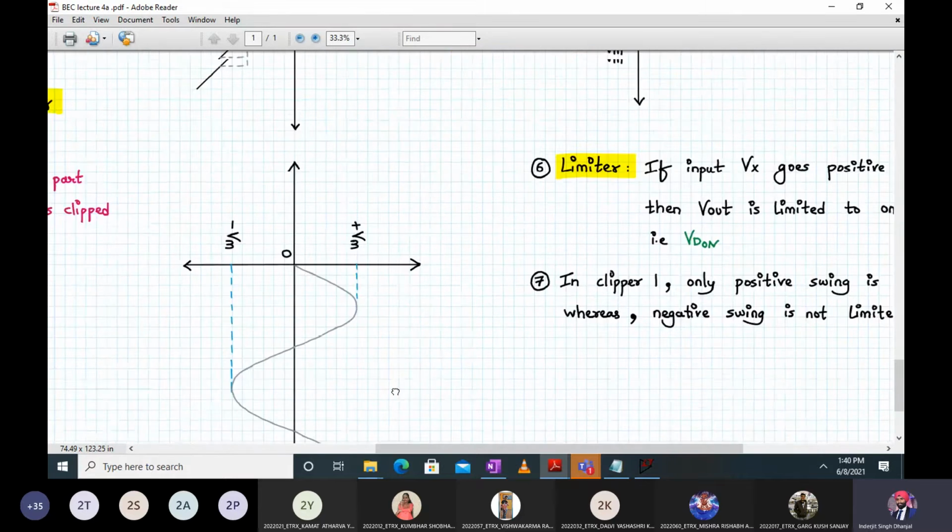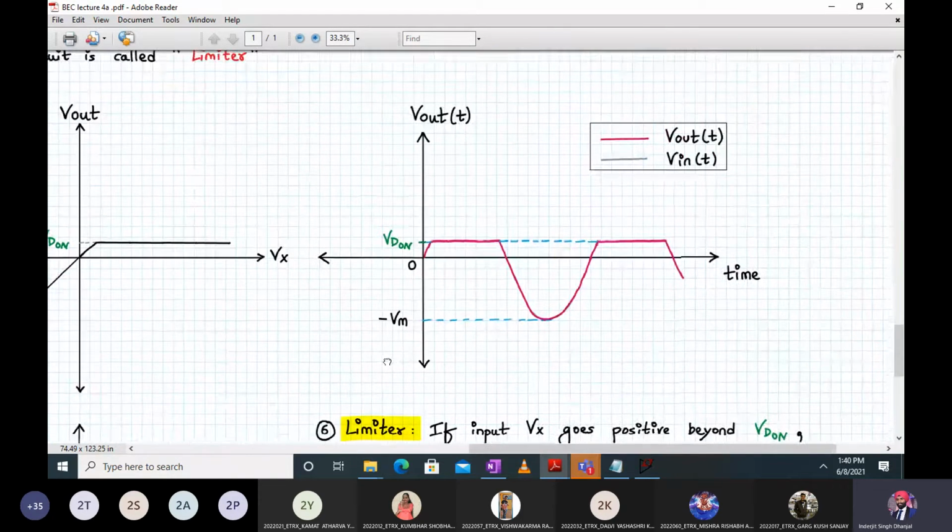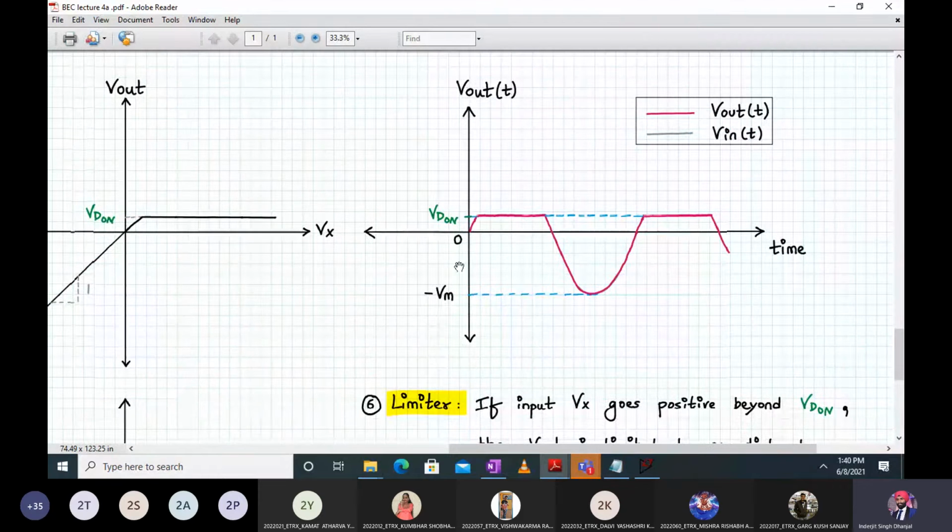Okay. Now, we have to name the clipper circuit. So how will you name it?